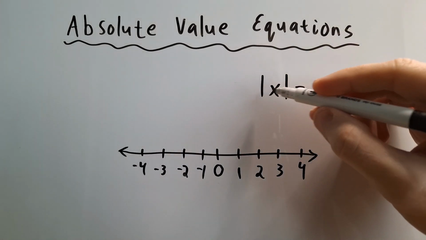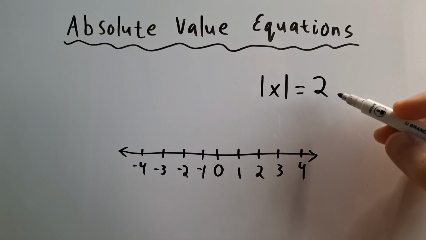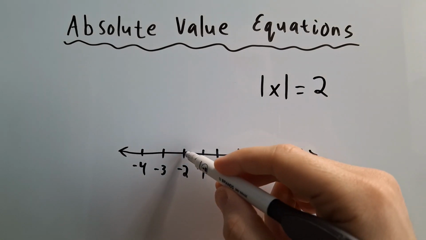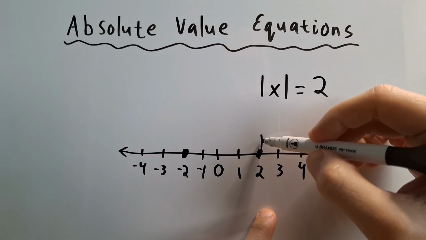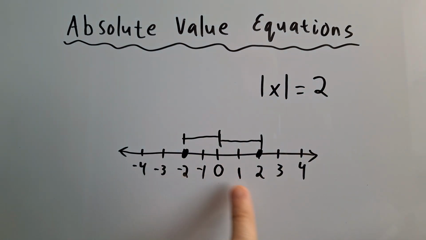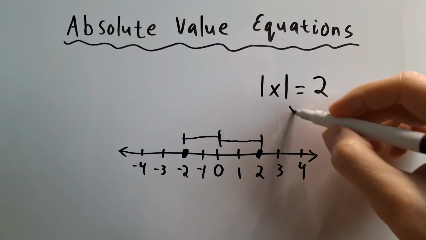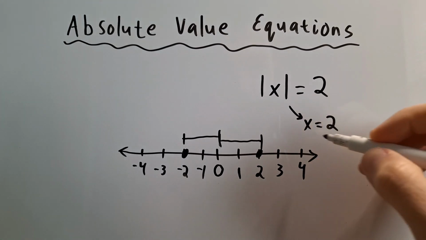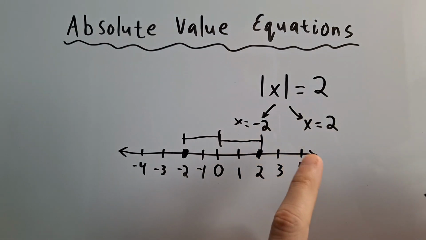Here's an example. If I had the absolute value of x equal to 2, for this equation we have two solutions. That would be positive 2 and negative 2, because both of these represent that distance of 2 units. The absolute value of x equal to 2 has two solutions. x is equal to positive 2 and x is equal to negative 2.